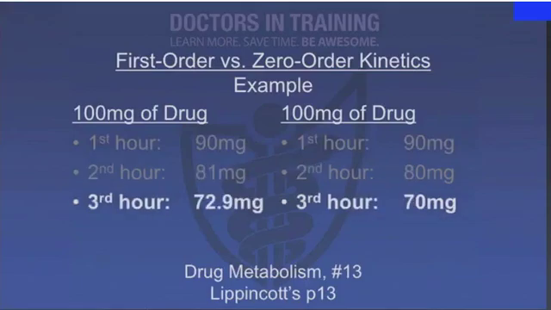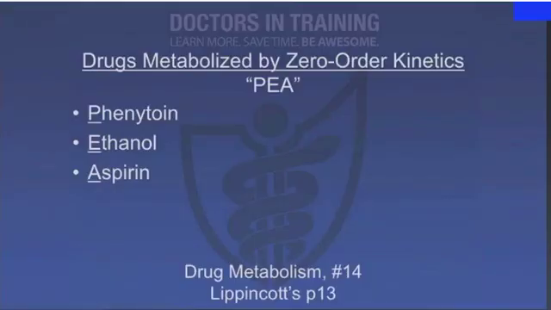So you can see there's a subtle difference in how these drugs are metabolized. And the curve of zero-order kinetics is more linear, whereas the curve of first-order kinetics is an exponential curve. It's a rounded curve. So there are three notable, high-yield drugs that are metabolized using zero-order kinetics for you to know. The three drugs are phenytoin, ethanol, and aspirin.